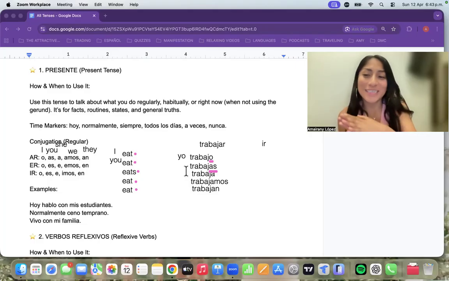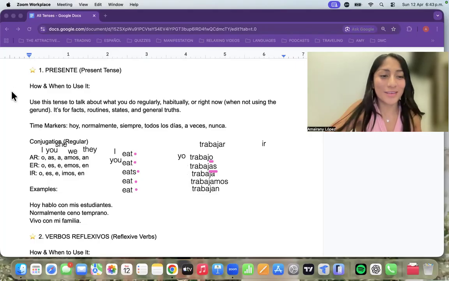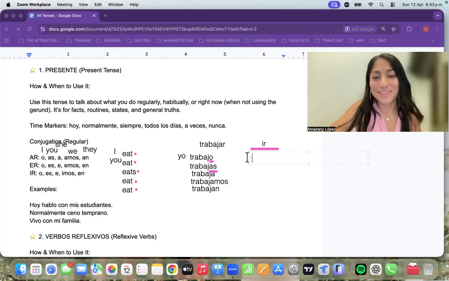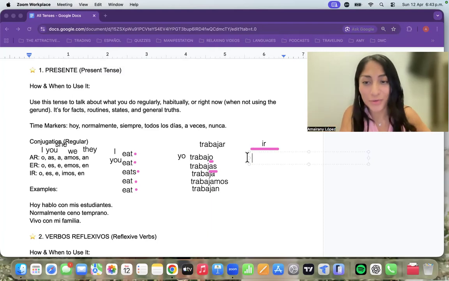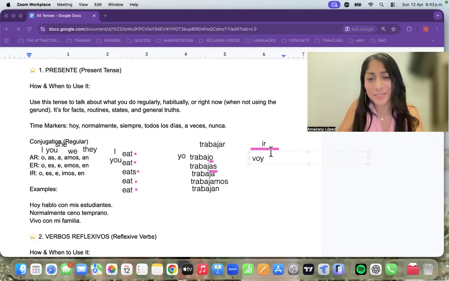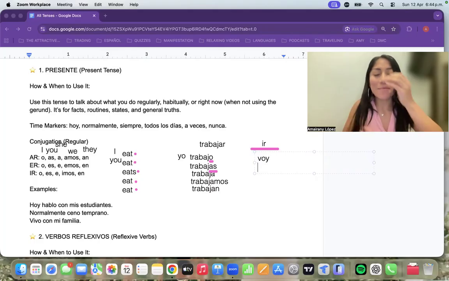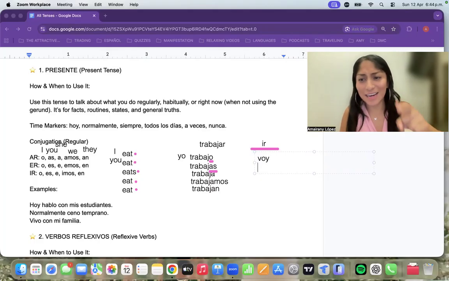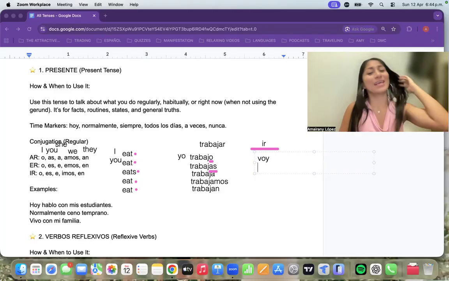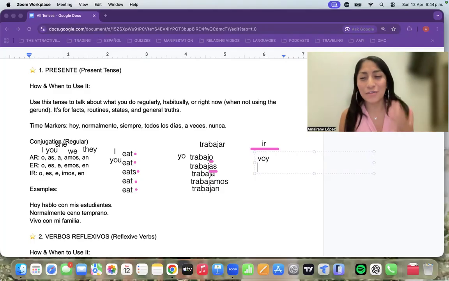Now let's go back to ir, because I almost forgot about this bad guy. Okay, so ir, to go. For me to say I go, I'm going to say voy. You see how ir and voy don't really make any sense? Like trabajar and trabajo, they kind of look alike, so they kind of make sense, right? It kind of follows a rule. There is a pattern there.